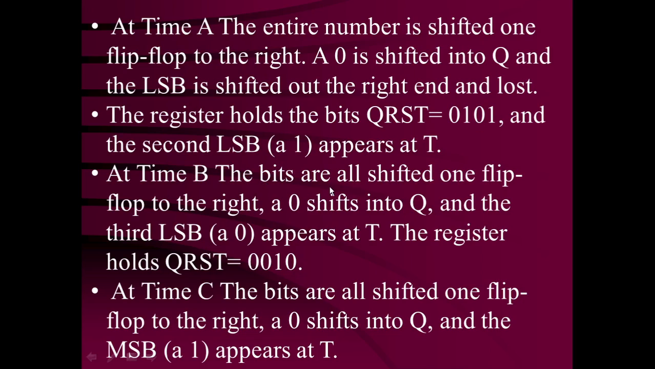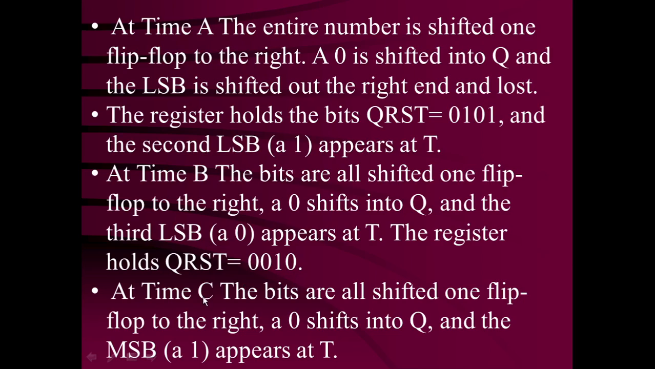At time B, the bits are all shifted one flip-flop to the right. A 0 shifts into Q, and the third LSB 0 appears at the output T. The register holds QRST equal to 0010. This third LSB appears at the serial output of the shift register.